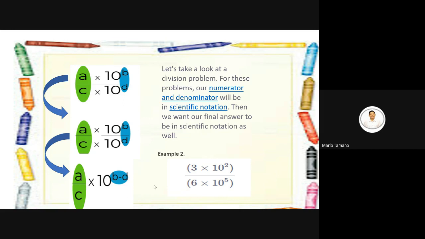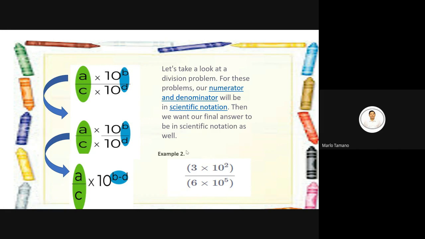Pero, ang idea ay yun pa rin po. Naintindihan? Okay, so dinidivide lang po yung coefficient, tapos yung dun sa tens natin, sinusubtract lang po yung exponent. Tapos saka natin isusulat ng scientific notation, tapos na. Ganun lang po yung ginagawa. Okay? So sabi niya, let's take a look at the division problem.